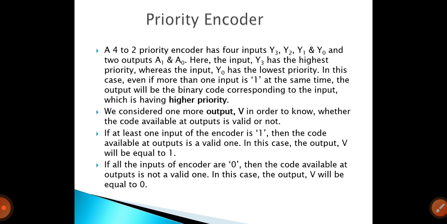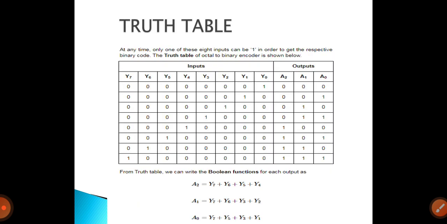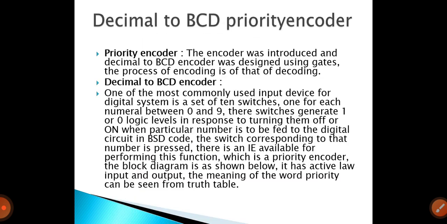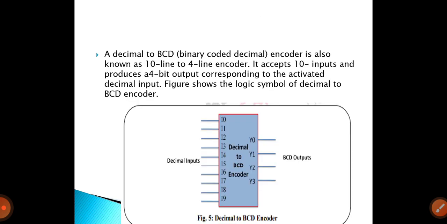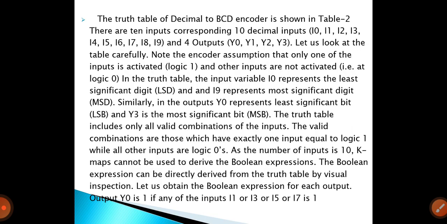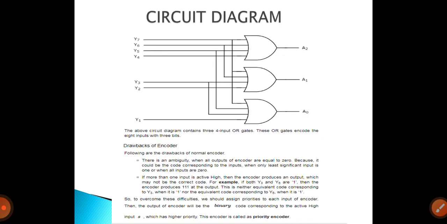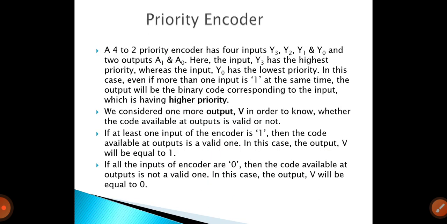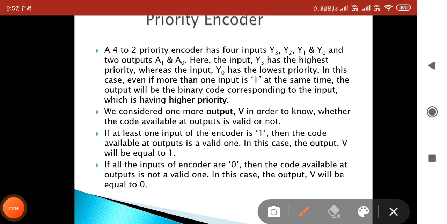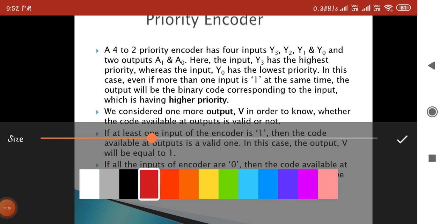Let us discuss this one. 4 to 2 priority encoder, first we are going to discuss. I am going to explain the priority encoder first, and afterwards I am going to explain this one. Priority encoder, the truth table of the encoder, you have seen that one.